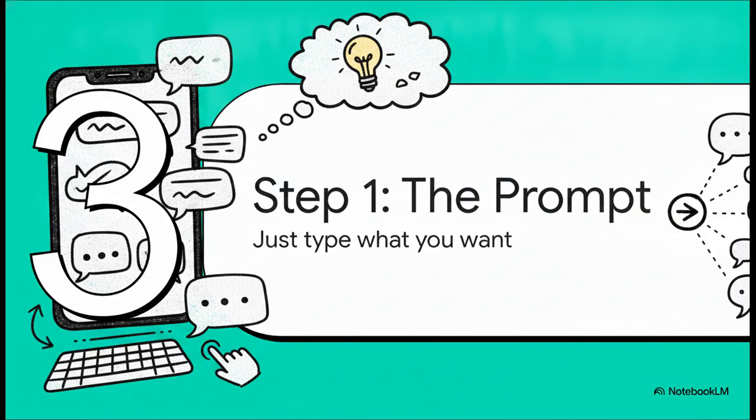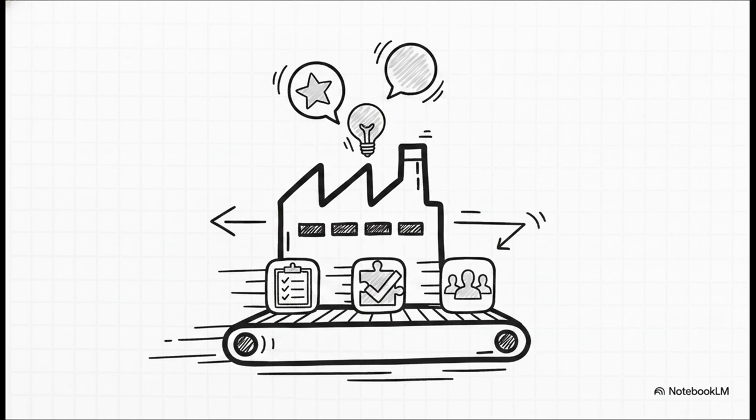Step 1, the prompt. Just type what you want. To get started, you just navigate to Build Mode in Google AI Studio, select Android from the platform picker, and type your prompt. Right now, this is absolutely perfect for rapid prototyping of simple, single-screen utility apps. You can ask it to build a daily habit tracker with local storage, an interactive calculator, a study quiz, or even an event itinerary.